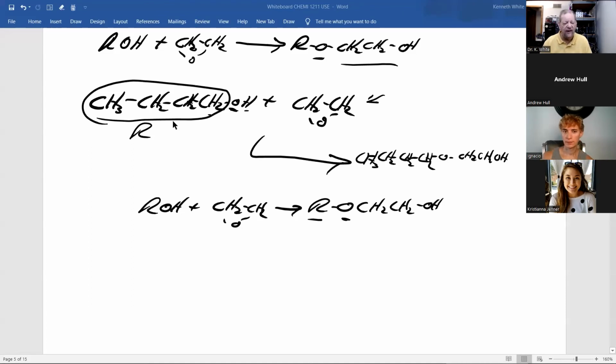We take 1-butanol or n-butyl alcohol, react it with ethylene oxide, and we make this molecule. Now, I'm not going to ask you to learn how to do the IUPAC name, but this is called 2-butoxyethanol. And so what? Well, guess what?